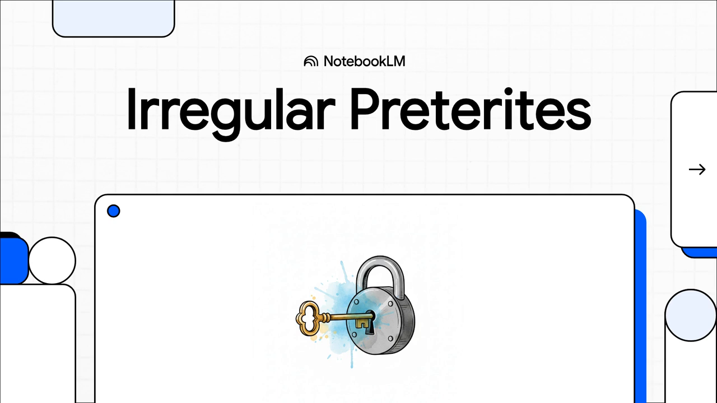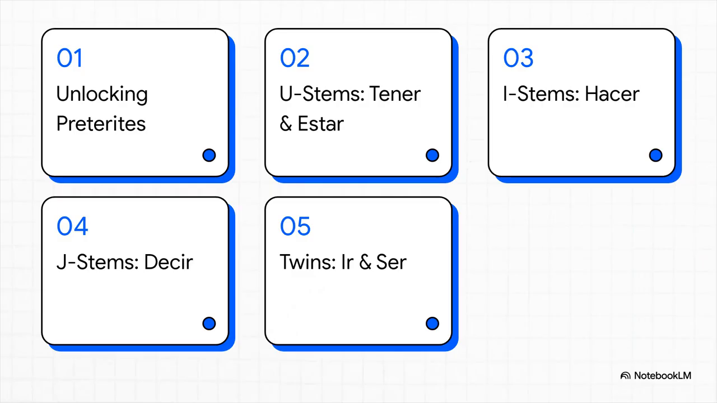But what if I told you there's actually a hidden logic to it all? Today, we're going to turn that frustrating memorization into a highly satisfying, really simple code-breaking exercise. We are cracking the code of irregular preterite verbs in Spanish. Let's get into it. Here is our quick roadmap for today.